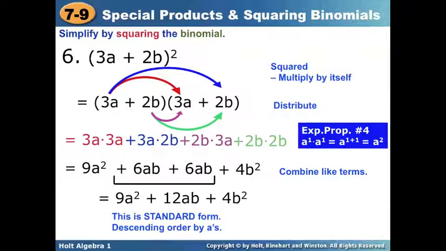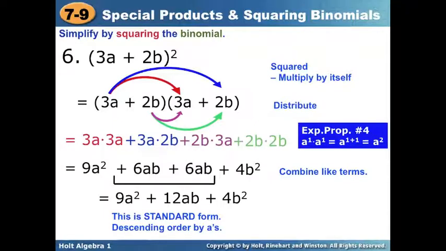Notice this is standard form. We write our answers in descending order by the powers on a. Because a is alphabetically ordered first in front of the b, you look at the a squared, then a to the first, and then all other variables follow. So you have the b squared.